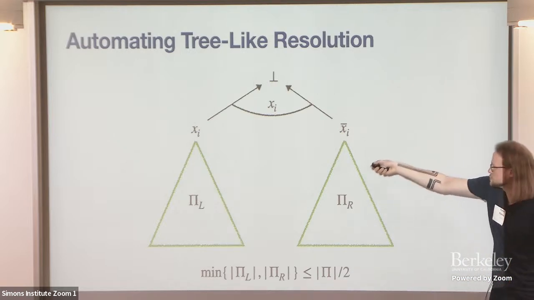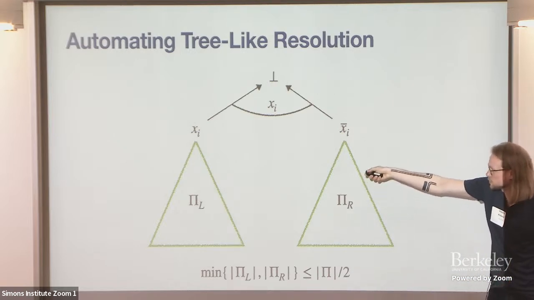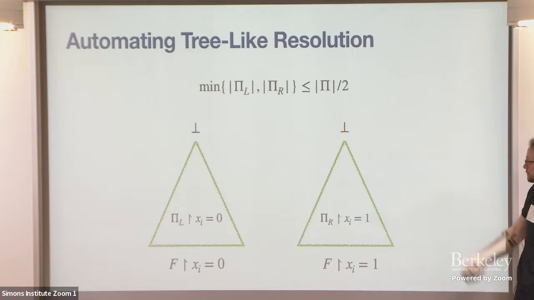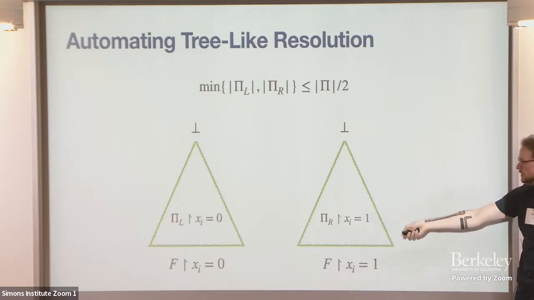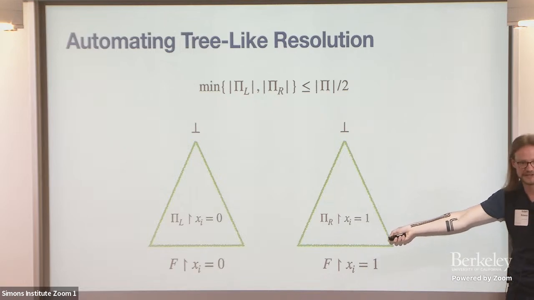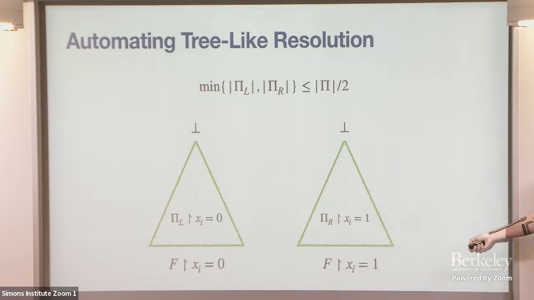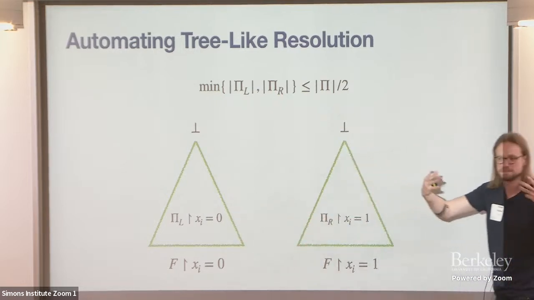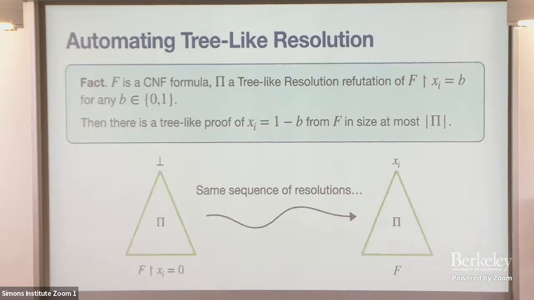So what are we going to do? Well, if I look at these two subproofs, you can restrict x_i on this side to be false, and you can restrict x_i on this side to be true. And now I get two little refutations of the restricted formulas, F restricted by x_i = 0 and F restricted by x_i = 1, right? So now if I can recursively solve these two subproblems, I can patch them back together. And it turns out that this is possible. If I have a refutation of a restricted formula, I can just take that same sequence of resolutions and weakenings on the original formula, and it'll give me a proof of x_i. Does that make sense?